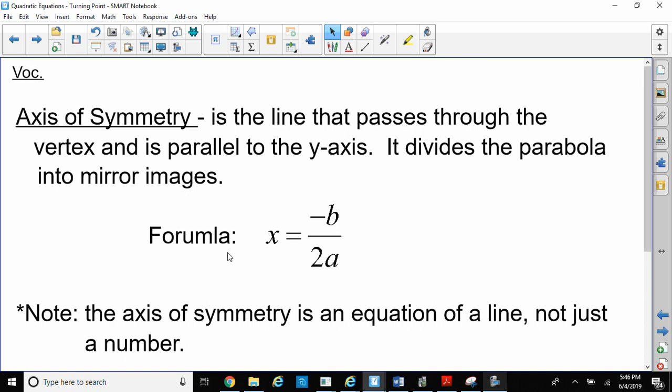Here's the formula from last time. We talked about axis of symmetry, x equals negative b over 2a, and you should note the axis of symmetry is the equation of a line, not just a number. So remember, it's a vertical line, x equals whatever number that is, so some vertical line.